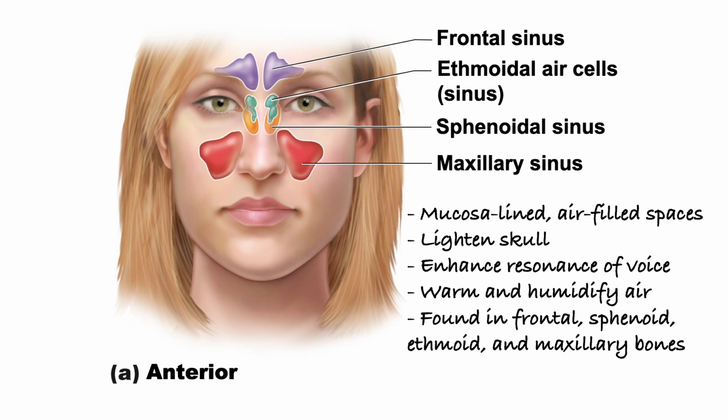So these sinuses are mucosa lined, so there could be proliferation of mucus when someone is sick or has a cold. They're air-filled, they lighten the skull, and they enhance the resonance of voice. So let's say you're talking to someone on the phone, they didn't tell you they have sinus congestion, but you can hear it. You can hear it because there's no resonance of voice. They also warm and humidify the air. They're found in all these bones: the frontal, sphenoid, ethmoid, and maxillary bones.